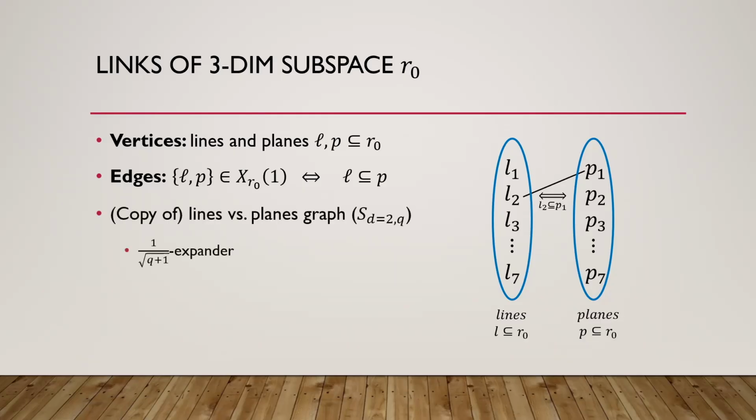We have another copy of the lines versus planes graph, or the spherical building of one dimension less. So already this is some nice recursive structure arising here. So at least the link of a 3-dimensional subspace is a good expander, at least if the field is large enough.